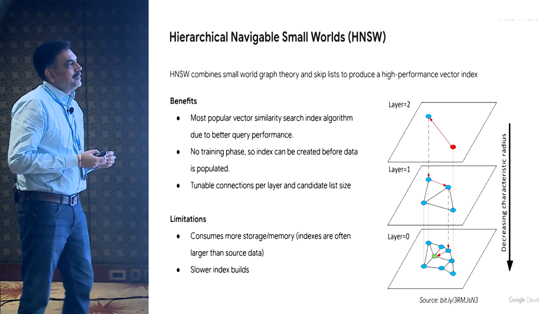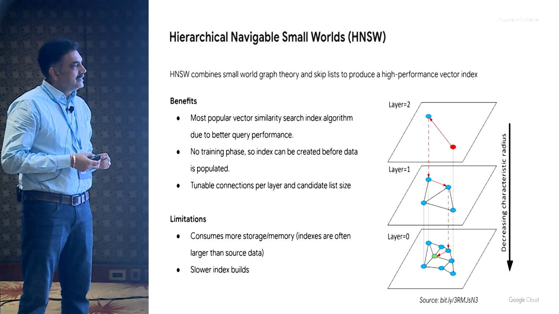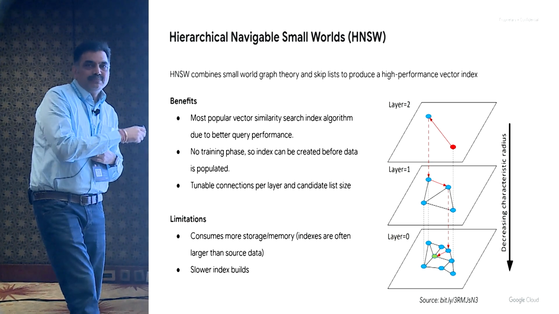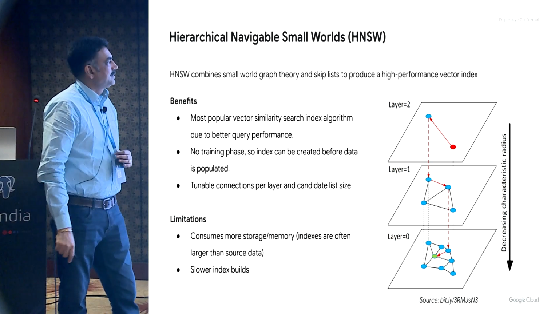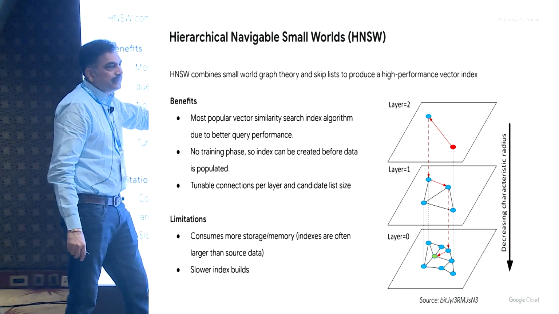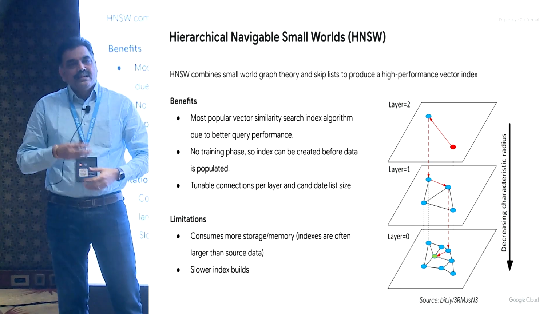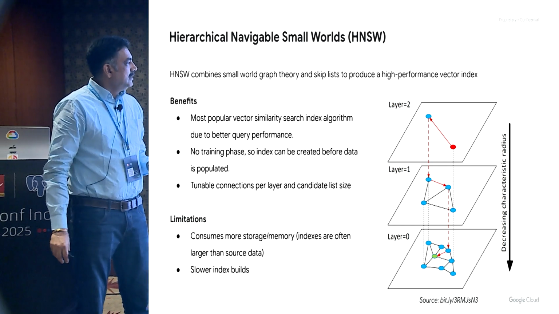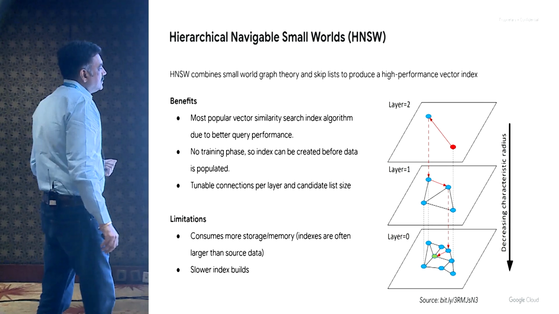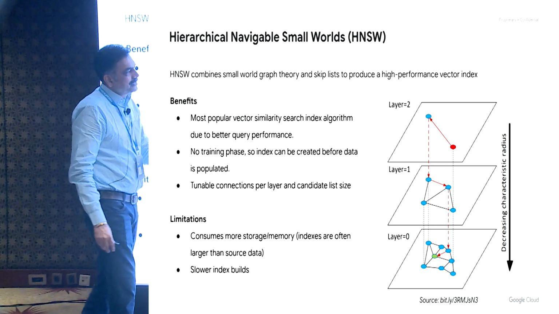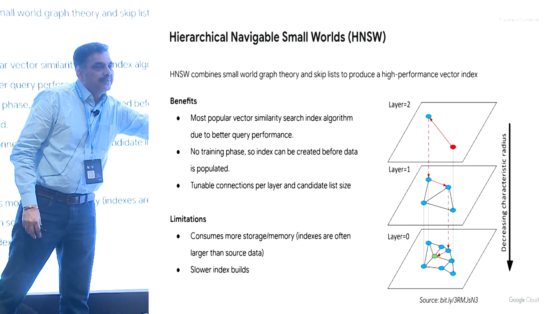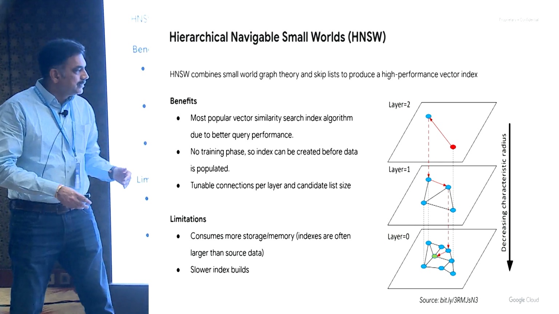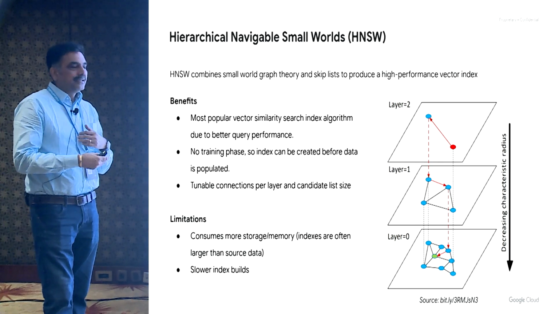So what are the benefits of choosing this index over IVF flat? As I said, it's the most popular currently, and we'll spend most of the time here. There is no training phase. That means even if you create the index and then load the data, that's fine. It is fine with HNSW, but not with IVF flat. Then there are the tunable connections per layer, so you can choose the M value, how many neighbors you want to give, at the time of creation. And then you can also choose how to search at the time of search.